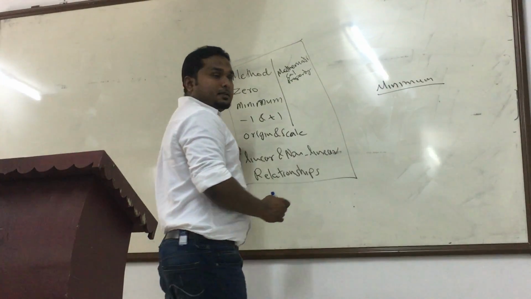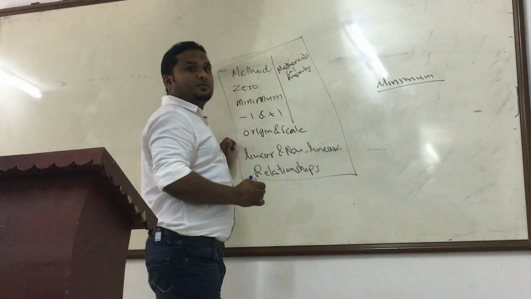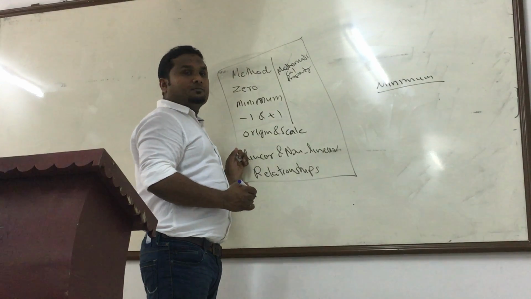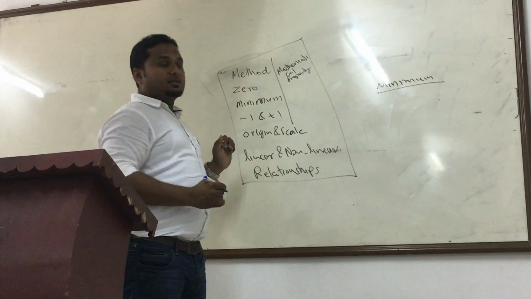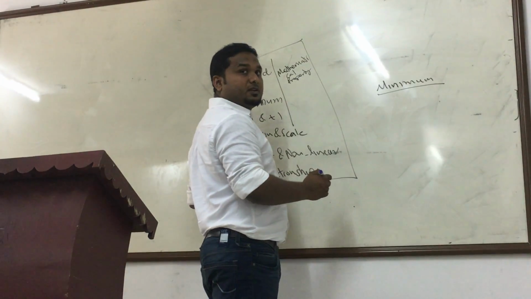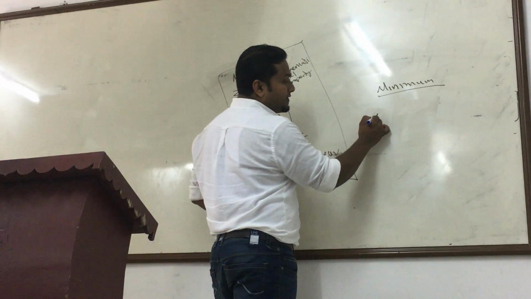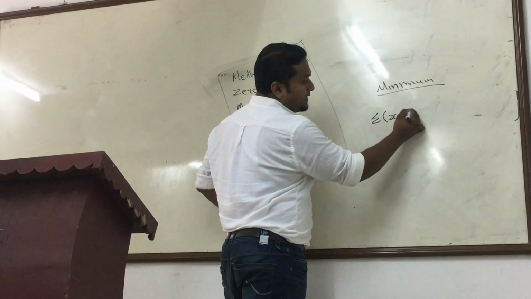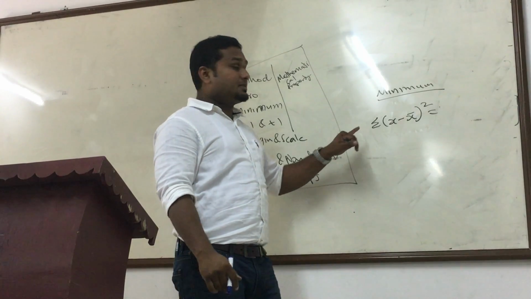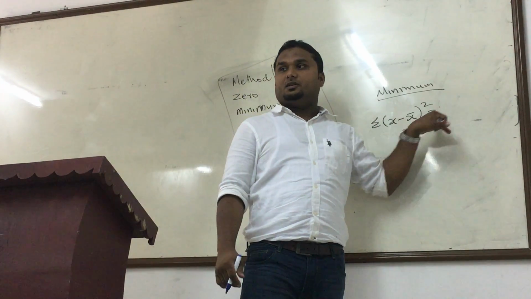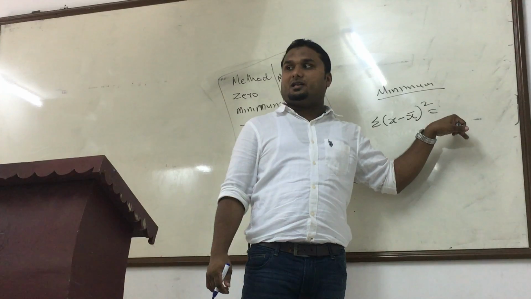The sum of squares of deviation of observations taken from the arithmetic mean is minimum. Minimum means it has the smallest value.